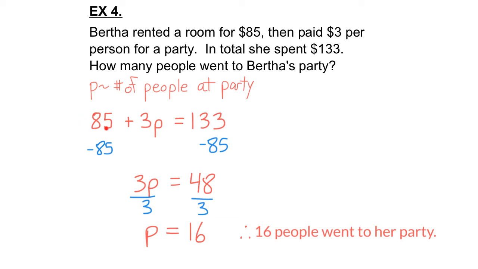So there's the equation. Now to solve the equation, eliminate the 85 by subtracting 85 on both sides. You end up with 3p equals 48. To find p by itself, divide both sides by the coefficient on the p, which is 3. So 3p divided by 3 is p, 48 divided by 3 is 16, so p equals 16, therefore 16 people went to her party.